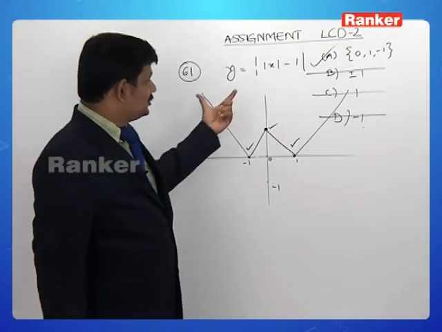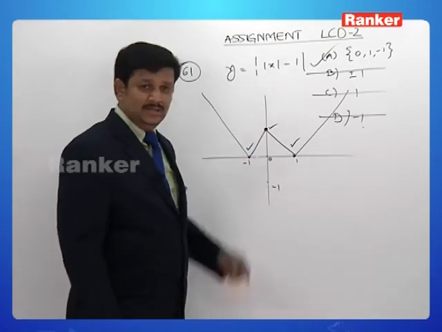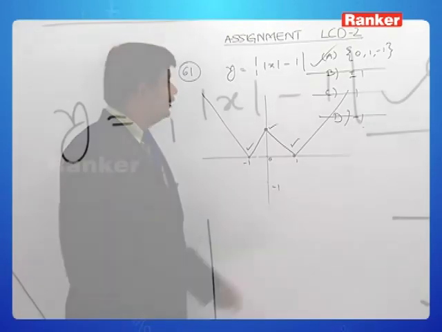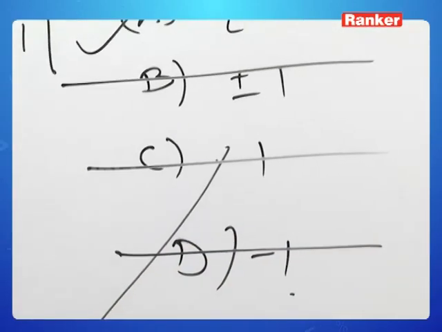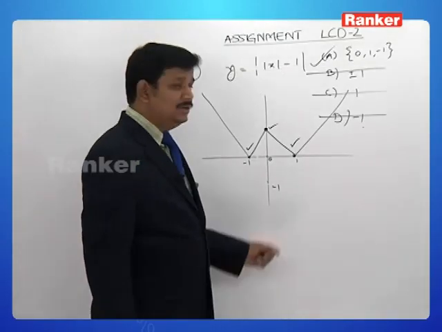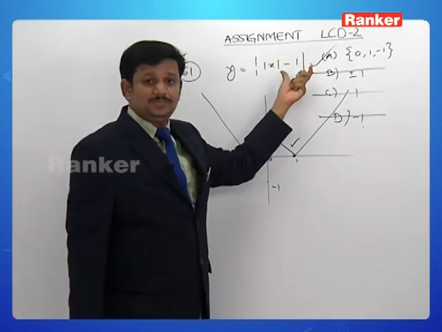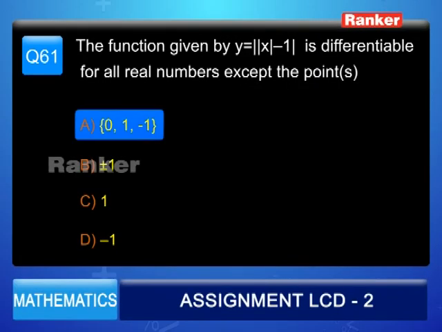There is a clear-cut difference between the questions. The function is not differentiable at. If the question had been the function is not differentiable at, then answer will be A, answer will be B, answer will be C, answer will be D. But for this question, the function is not differentiable except for these points. It can't be B, C, D, it has to be A. So answer is A alone.